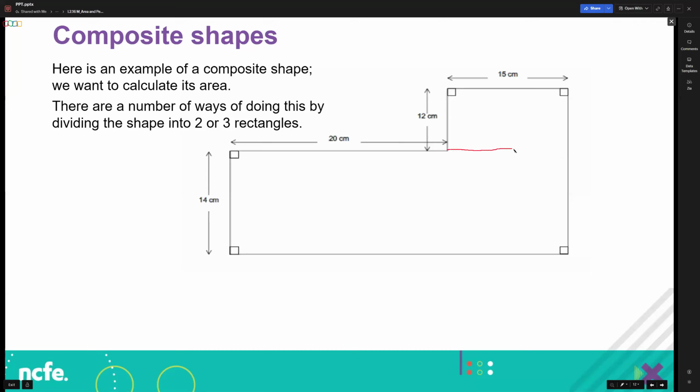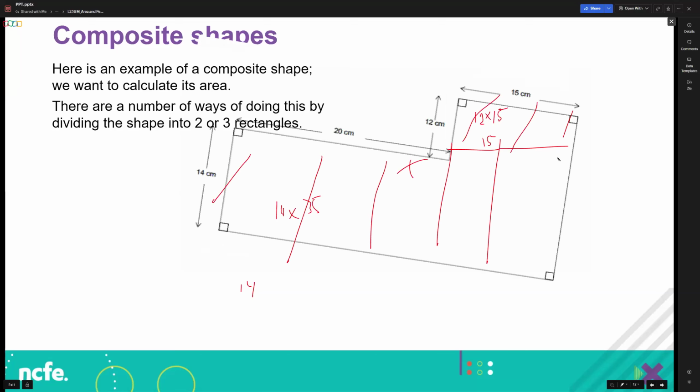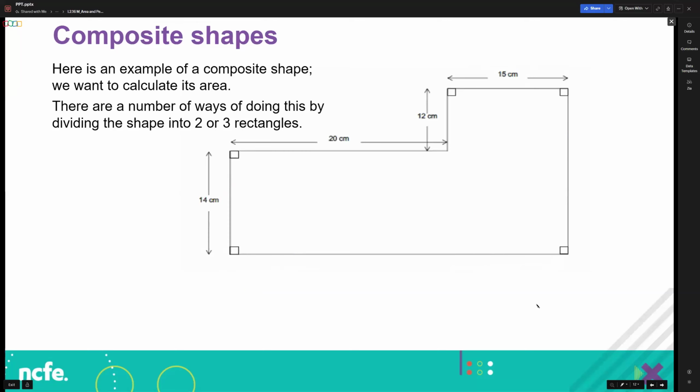Just that, right? Because then you have 14, so 14 times 35. And then 12 times 15. You add the two together, and you'll get the entire sum of what's in all this stuff. You know what I mean?